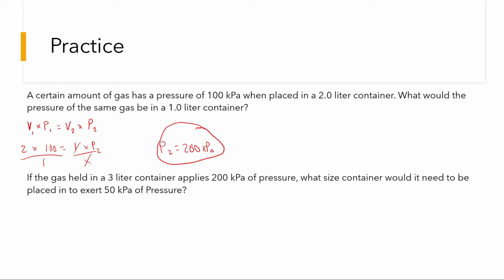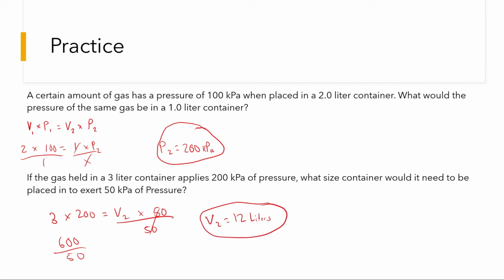If the gas held in a 3-liter container applies 200 kilopascals of pressure, what size container would it need to be placed in to exert 50 kilopascals of pressure? So in this case, our V1 is going to be 3 times our pressure of 200 equals, we're trying to solve for V2, we don't know that yet, times 50. So again, we'll multiply this out, we'll get 600, and we'll divide both sides by 50, that'll cancel, and we get that V2 equals 12 liters.